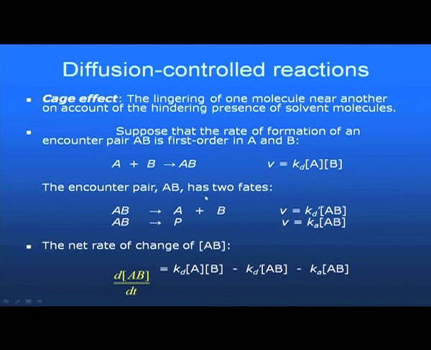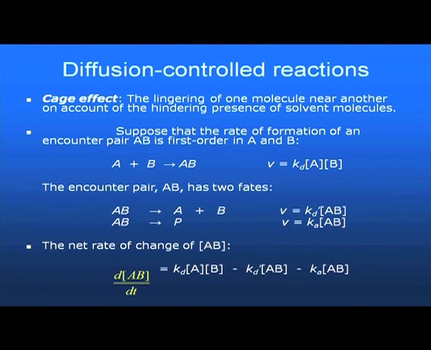The encounter pair has two fates: either it will dissociate to give you A and B, or it will react to give you products. The dissociation rate is Kd primed AB, and the product formation rate is Ka AB.